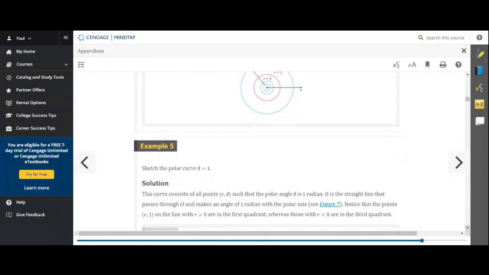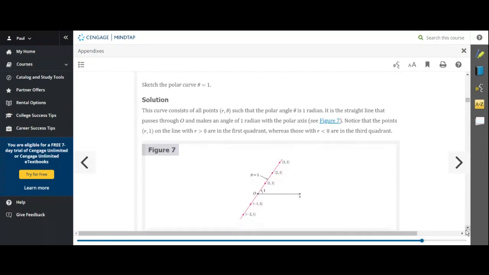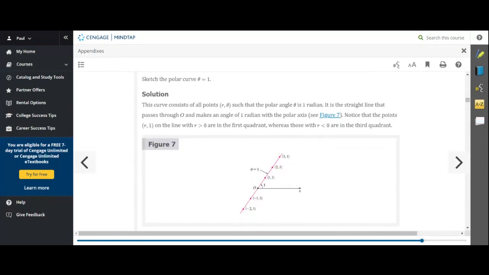Sketch the polar curve theta equals 1. All right, well, so here all you require is that theta equals 1. You're not getting any information about the radius. The theta equals 1 curve is going to be a straight line. Every point on this line has an angle of theta equals 1.